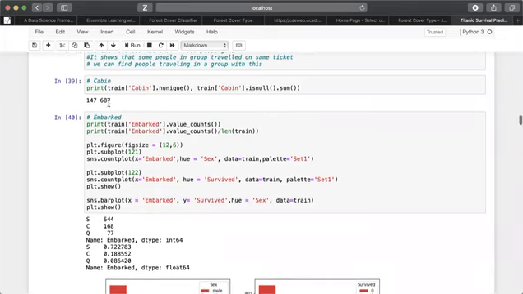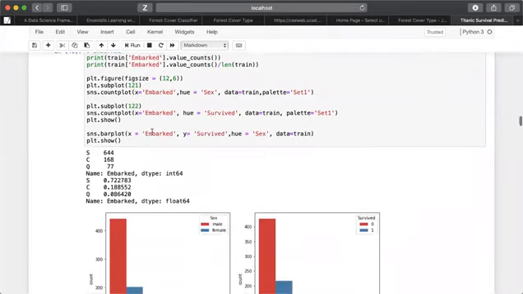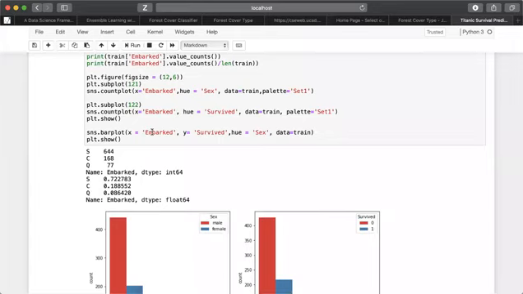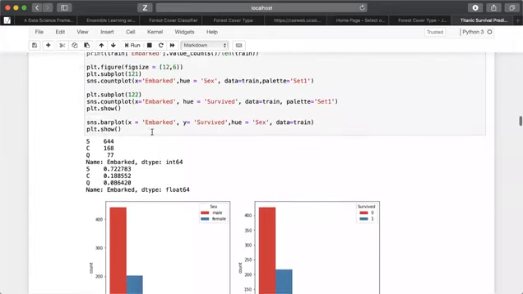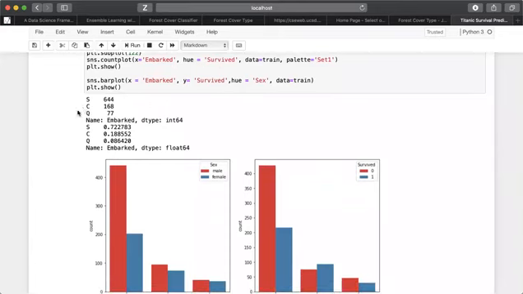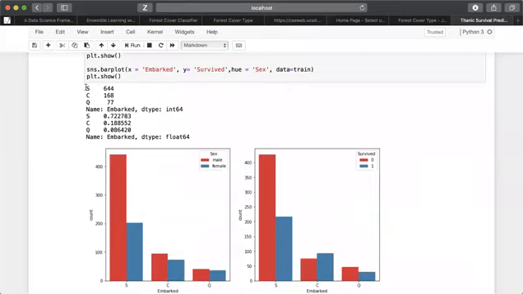I have gone to the next column, which is embark, for which I have done it in the same way, in which first of all I have found the values, thereafter percentages, thereafter count plot with the hue of sex, thereafter with the hue of survive, and thereafter the bar plot. So we see 644 passengers had embarked this ship from the first port, which was Southampton.